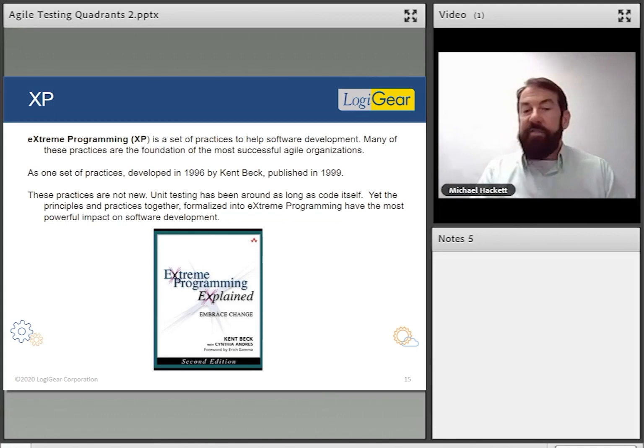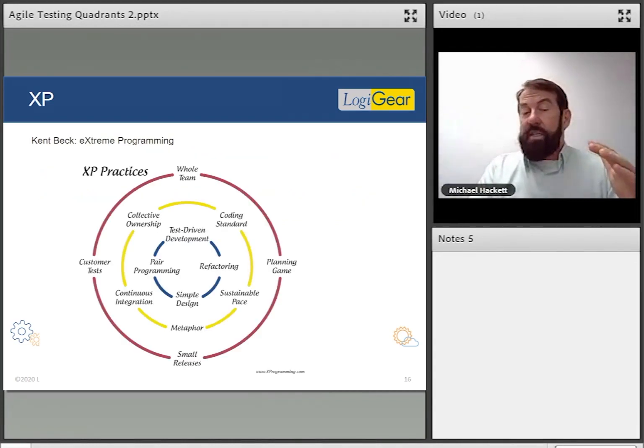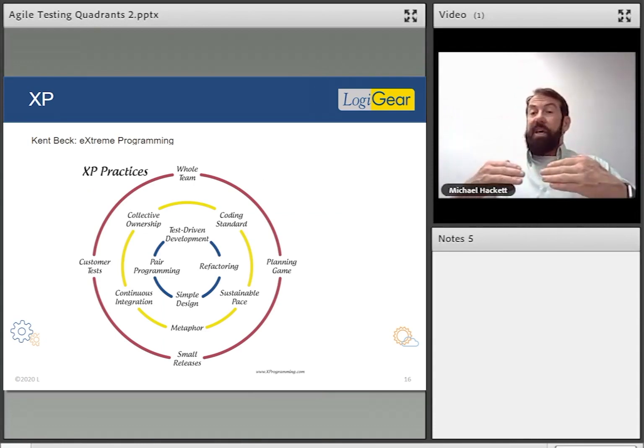Some of the practices have been around for a long time, like unit testing. But Kent Beck pulled these together and published a book in 1999, Extreme Programming. I have an image of the book. If you haven't read the book, get it. You can read it at lunchtime in a week. Great book, and it really did present a bunch of ideas about modern development.